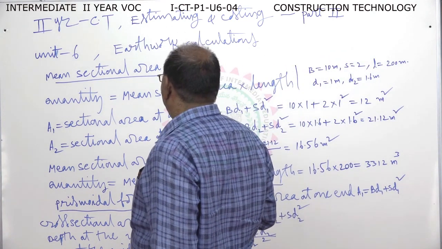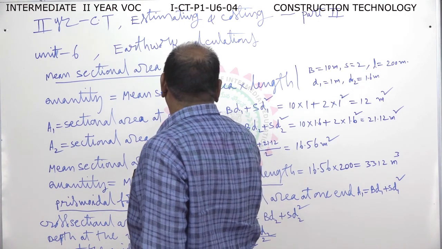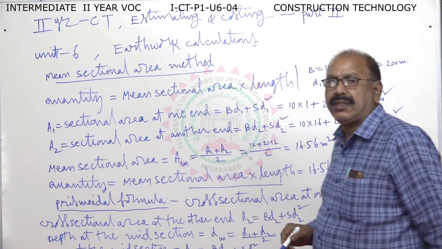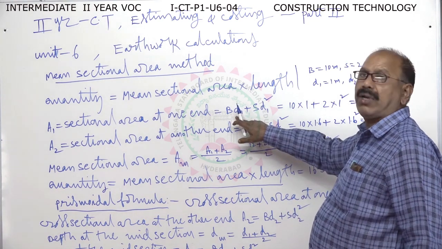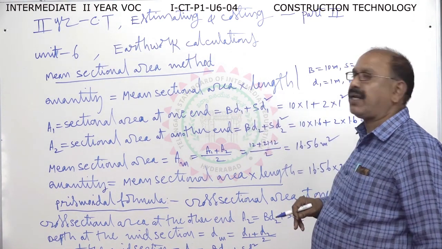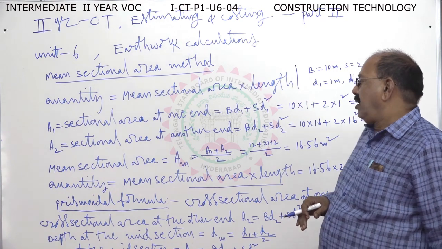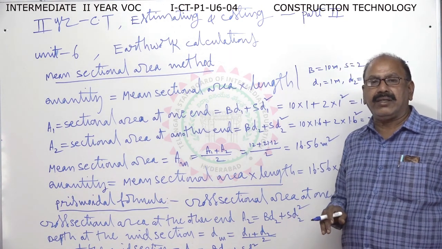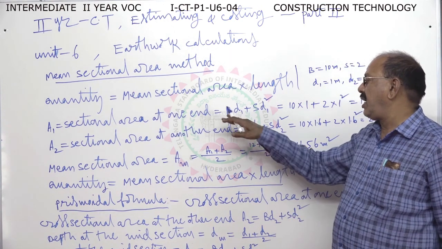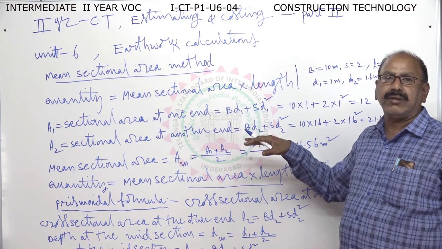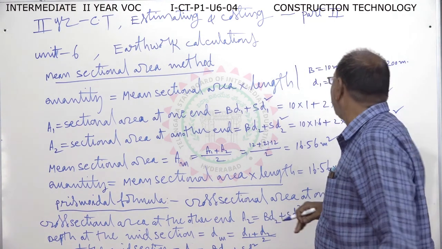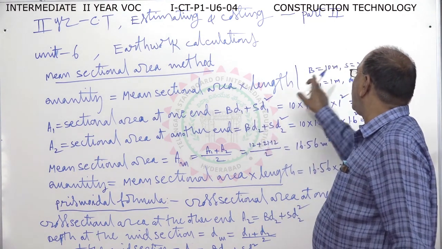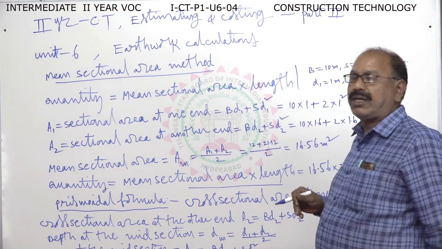So A1, sectional area at one end of the road. That is BD1 plus SD1 square. A1 is equal to sectional area at one end, that is equal to BD1 plus SD1 square. In this formula you have to substitute all the values and see what happens.